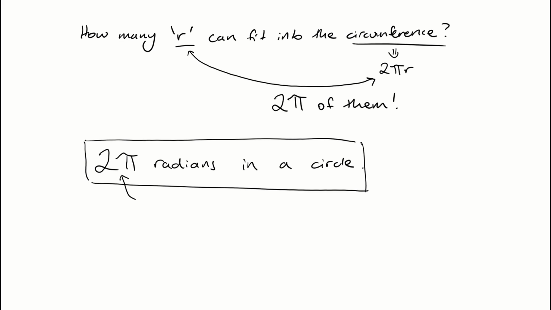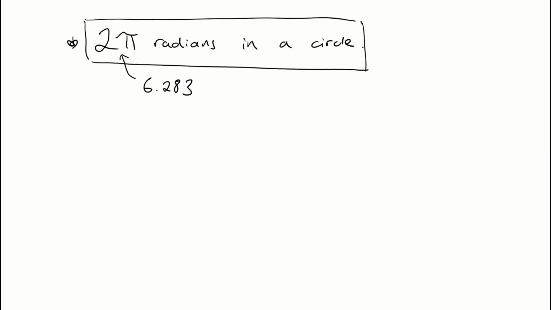And what is 2 pi? Well, 2 pi is approximately 6.283. So we can get about 6.283 radians into a circle. And this is the main thing that I want you to remember. So what we have to do next is, based off of this information that we've got here, we need to be able to convert these guys into degrees.